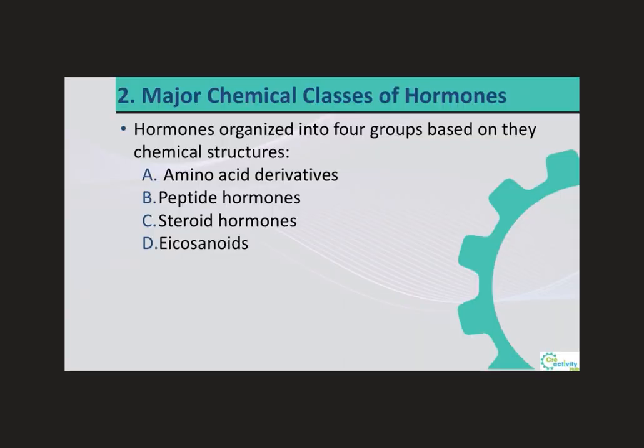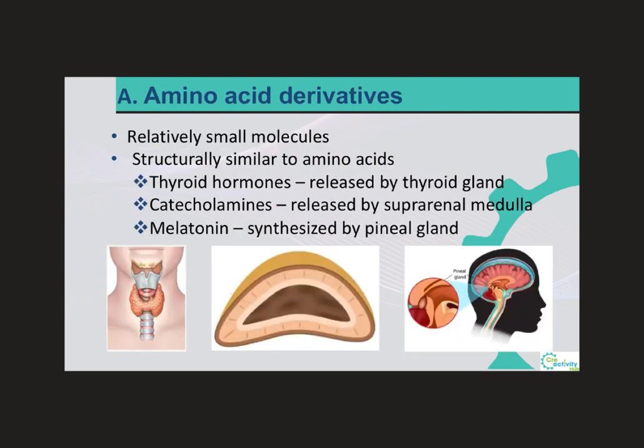As we can see from this slide, hormones are going to be organized into 4 groups, and this is going to be based on their chemical structure. We have the amino acid derivatives, the peptide hormones, the steroid hormones, and the eicosanoids. And we will be talking about them in the next few slides. Let's start with the amino acid derivatives.